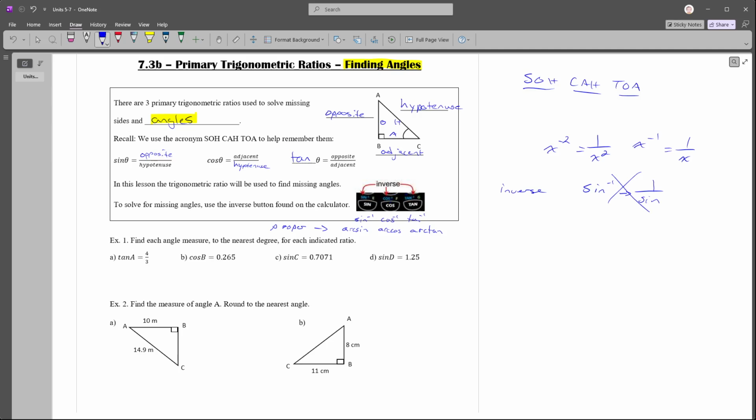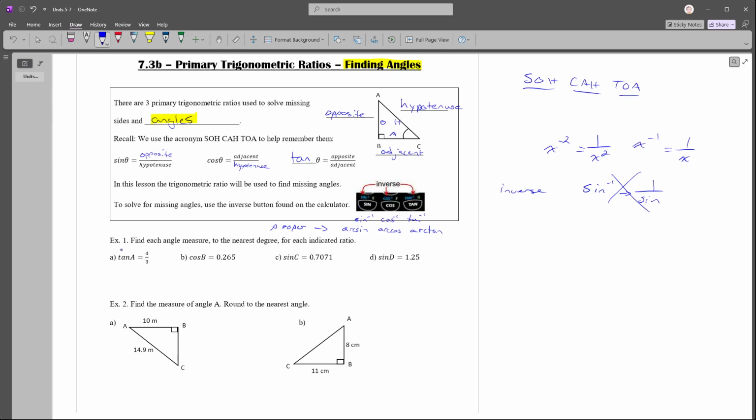Okay. If you have an iPhone or an Android phone, you'll see that written directly in there. I wish I could show you on my screen right now. I have an Android phone, and when I hit the inverse button, it calls them arc sine, arc cos, and arc tan. It doesn't call them inverse sine or anything like that. Okay, so let's figure out how we actually do this.